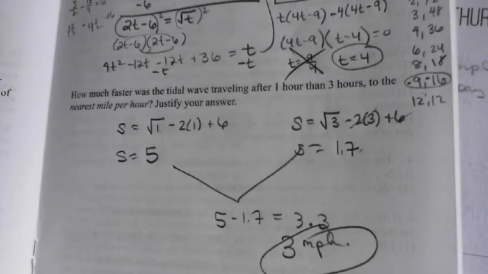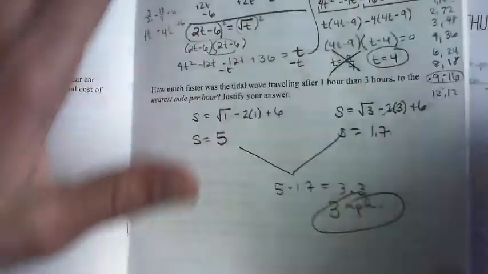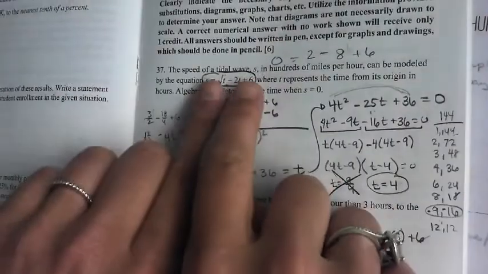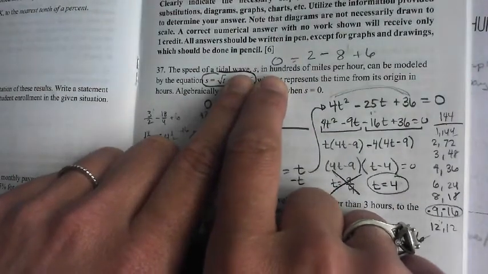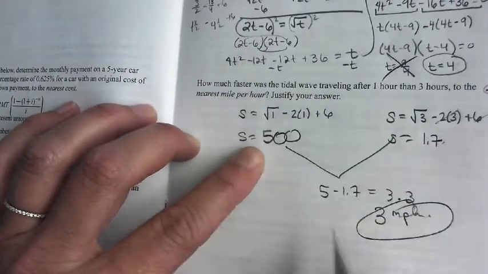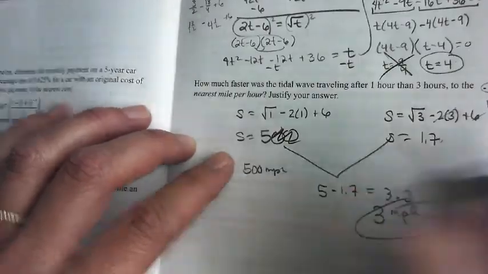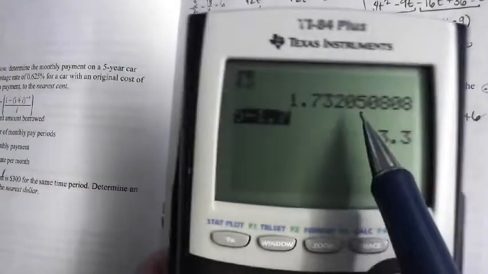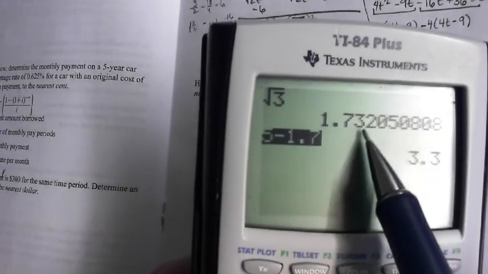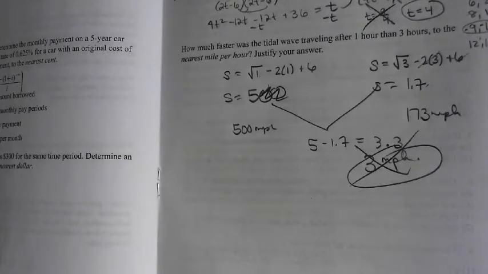Wait. I remember this one. I remember Mrs. Hill and I both got this wrong because, look closely, you would lose a point for this. S is in hundreds of miles per hour. So this is 500 miles per hour. So S of 5 means 500 miles per hour. That 1.7 really means, move that decimal place over twice, that really means 173 miles per hour. Oh, we hated this. How silly.